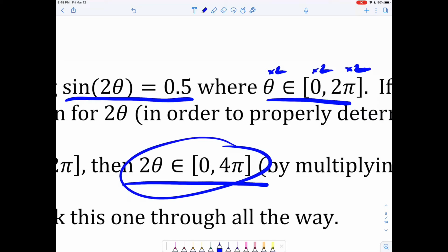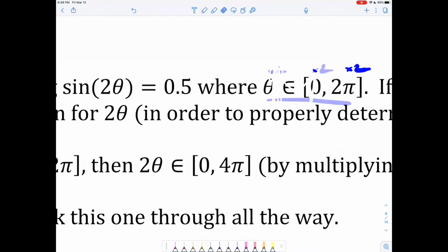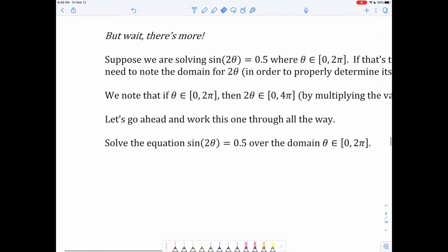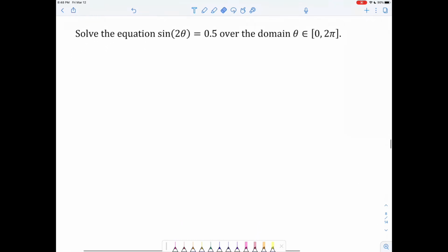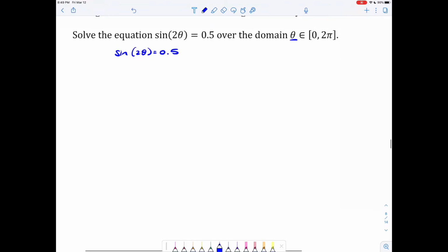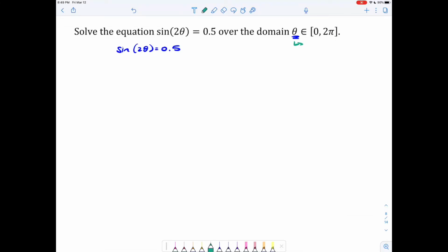We're going to work on this particular example all the way through. So let's solve sine 2 theta equals 0.5 over this given domain. So we are told, once again, I'm just going to start with the equation, that sine of 2 theta is equal to 0.5. And we know that since theta goes from 0 to 2 pi, we could say that 2 theta will be somewhere between 0 and 4 pi.